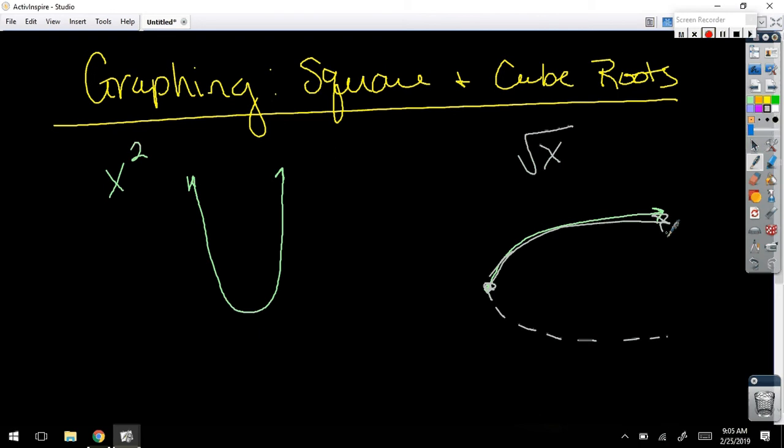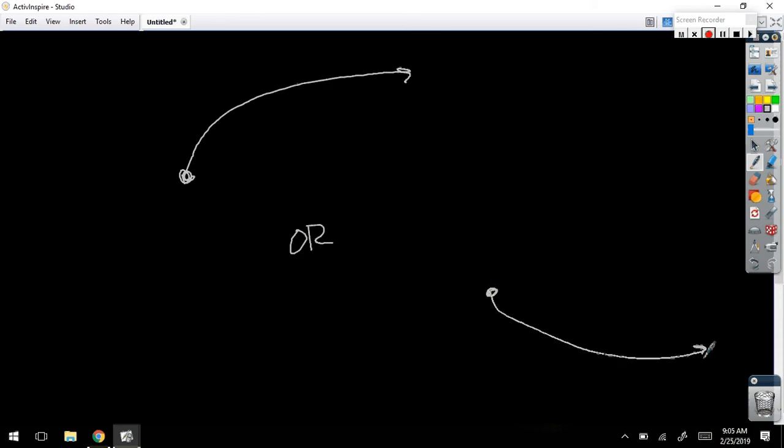Now, because that a in front could make it go up or down, it could look like this, or it could look like this. It couldn't go left. No, it won't go left, again, with those negative numbers. And plus, if you think about the parabola, if we just took the inverse of it, that's what it's going to look like.